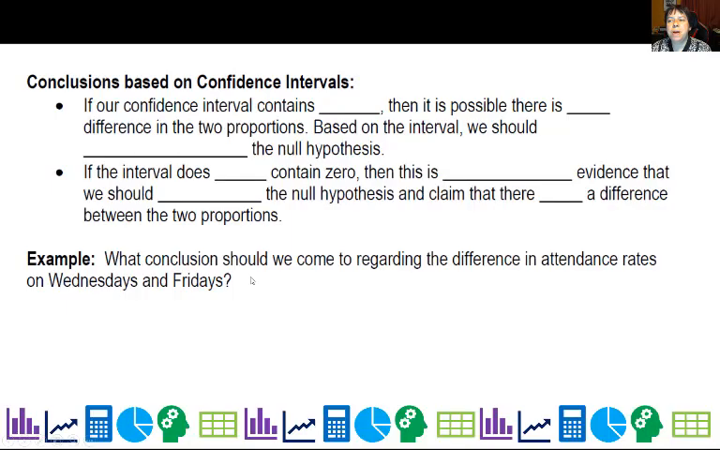We can actually use our confidence intervals to come to conclusions about the hypothesis as well. If our confidence interval contains 0, then it is possible that there is no difference in the two proportions. 0 is a plausible value. So based on the interval, we should fail to reject the null hypothesis. If it does not contain 0, then there is sufficient evidence to say that we should reject the null hypothesis and claim there is a difference. So the differences are either positive or negative, implying that it is higher or lower.